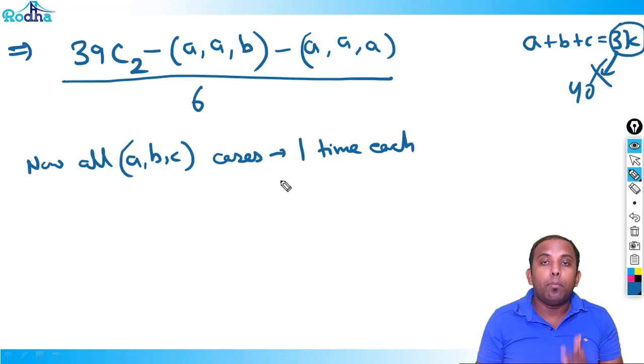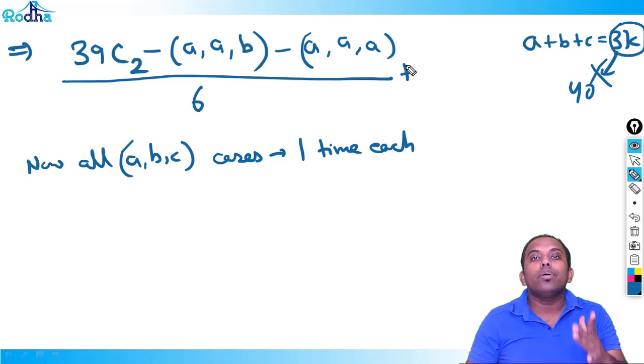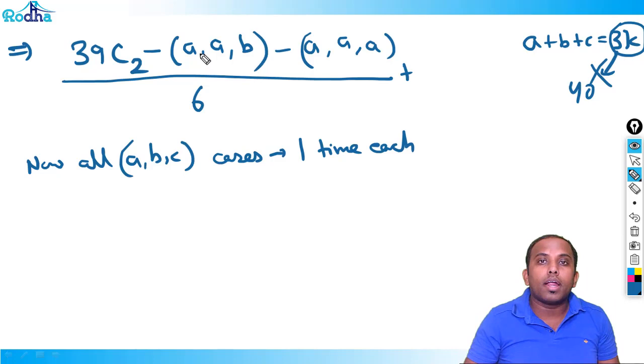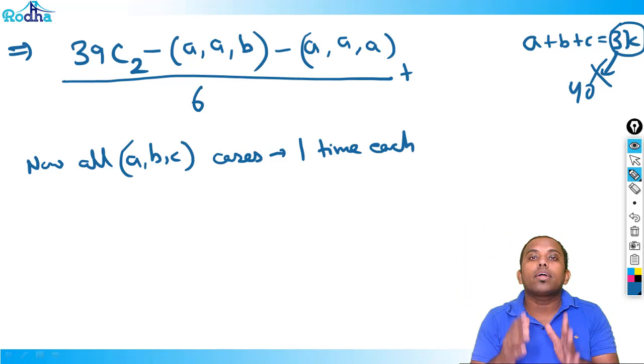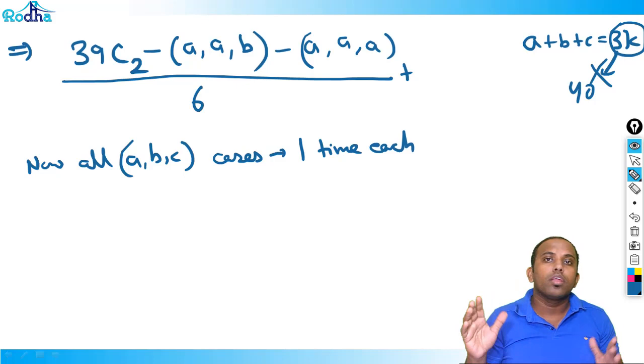Because in my solution, 1, 1, 38 kind of case, or AAB kind of case, I have to count once, right? So why did I subtract? Because I subtracted for symmetry. Initially, I couldn't divide by 6, because some cases appear 6 times, some cases appear 3 times. So I removed all the extra AAB kind of cases, AAA kind of cases. Now we are left with only ABC cases, which occur 6 times. Divide by 6. Now all ABC cases are counted only one time.